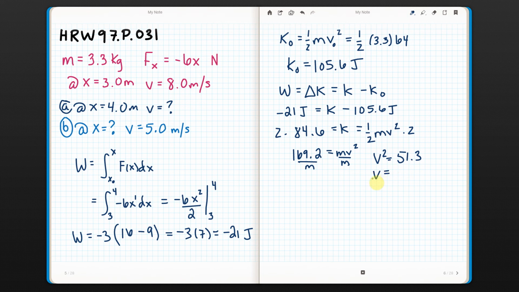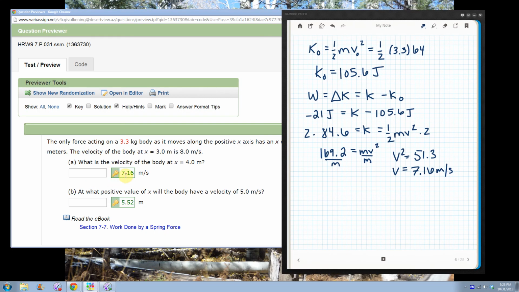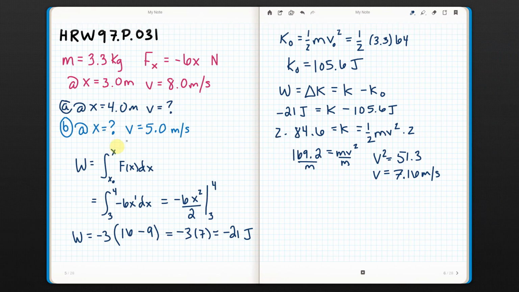Answer 7.16 meters per second. Quick check. Yep, 7.16. Alrighty. Now I want to know at what position I would get a velocity of 5?